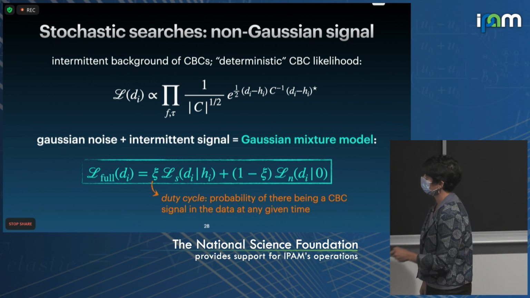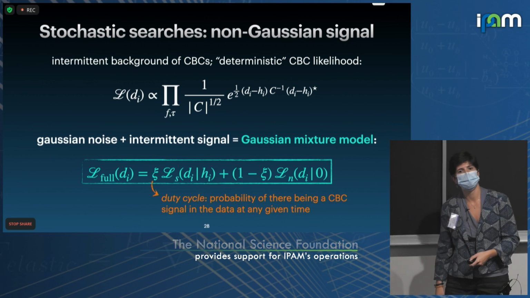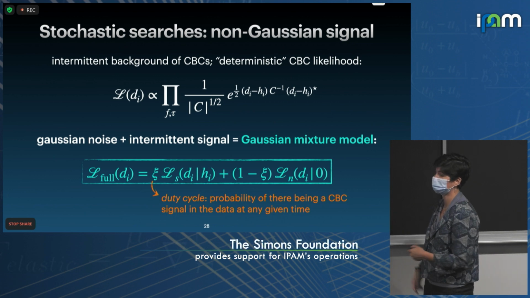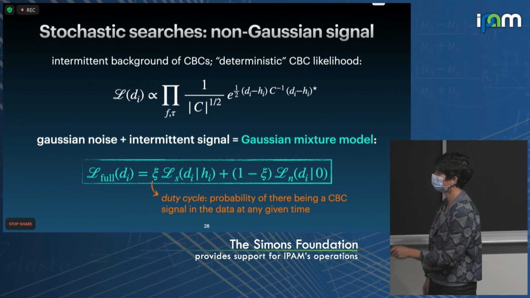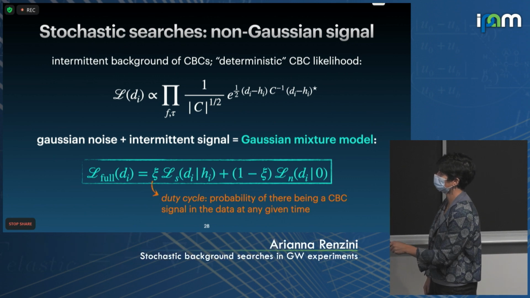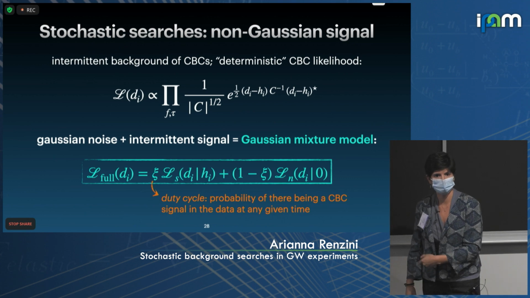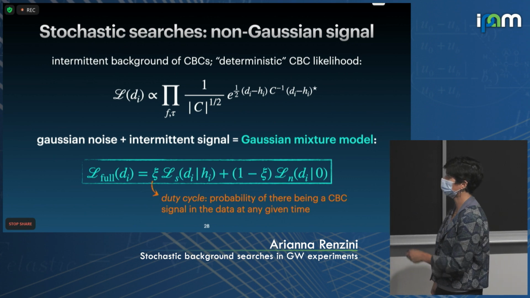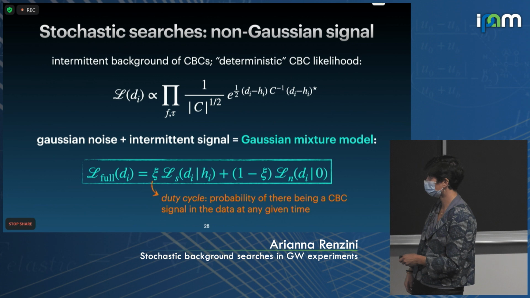So let's take a step back and think of, well, if we know that it's a background of CBCs, we can write down the likelihood for a single CBC. So a data segment that has a CBC might have a likelihood that looks like this, where H1 is then your deterministic model for your compact binary coalescence, and you can search for it by using this likelihood.